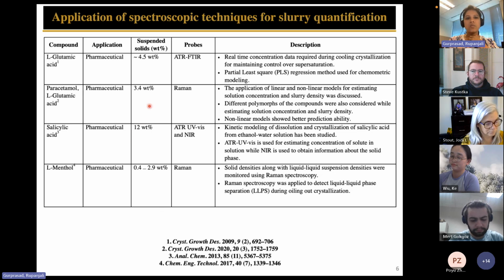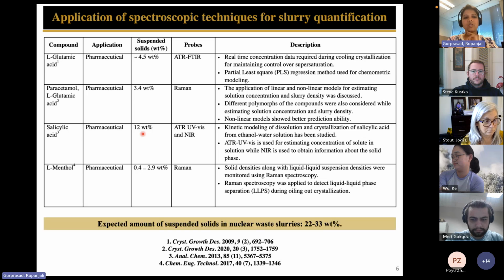And what we also realized was that around 12% was the maximum solid loading that we could find in these slurries. Now, a challenge with that is that the expected amount of solid content in the nuclear waste slurries that we are talking about is around 22 to 33%. So it's way higher than whatever has been seen in the literature by far.